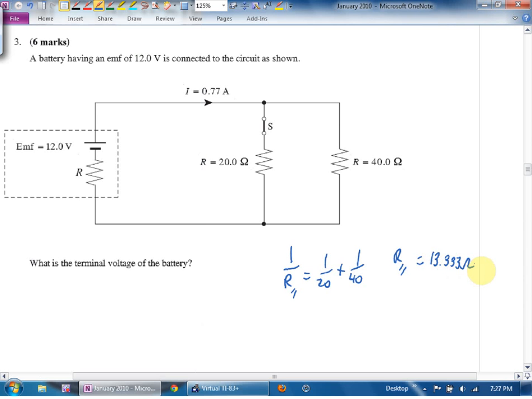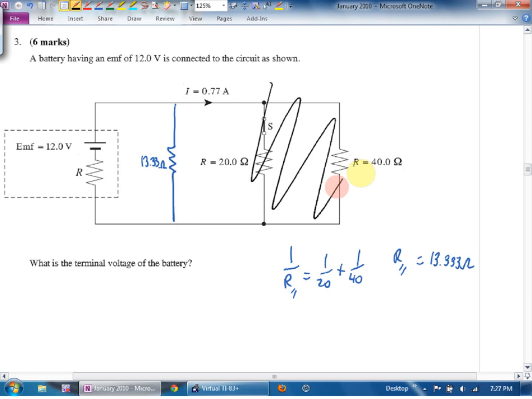Mathematically, here's what that means. These two here could be replaced with a single resistor of 13.33 ohms, with these temporarily not being there. How many amps will be going through this single mathematical resistor? All of them. How many amps is all of them?